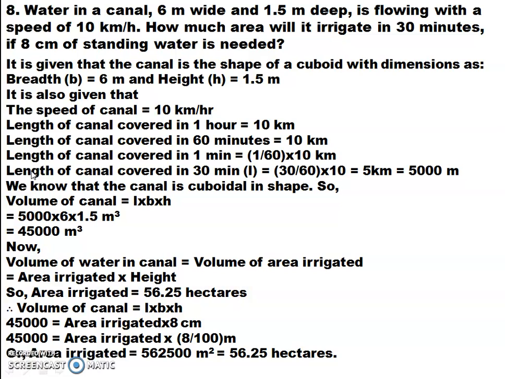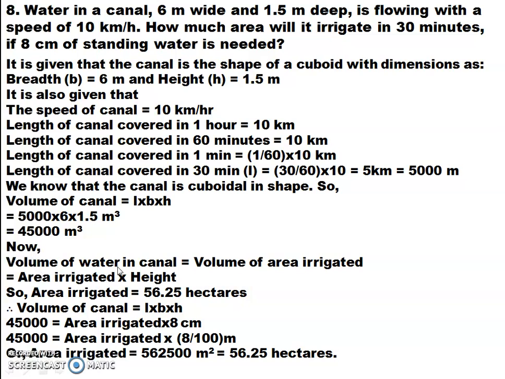We know that the canal is cuboidal in shape. So volume is L into B into H. So 5000 into 6 into 1.5 meter cube. Students, 5000 we got as the length of the canal covered in 30 minutes, because you are asked about 30 minutes. It is 45,000 meter cube.